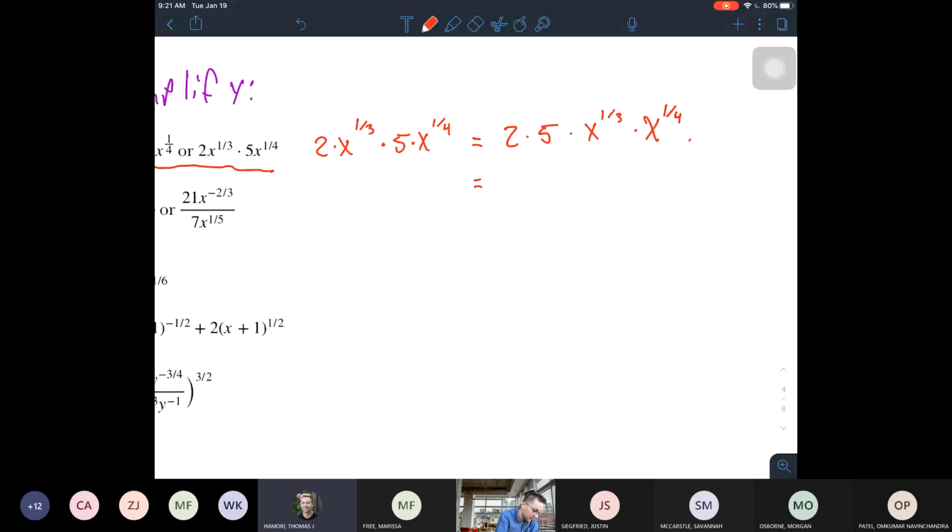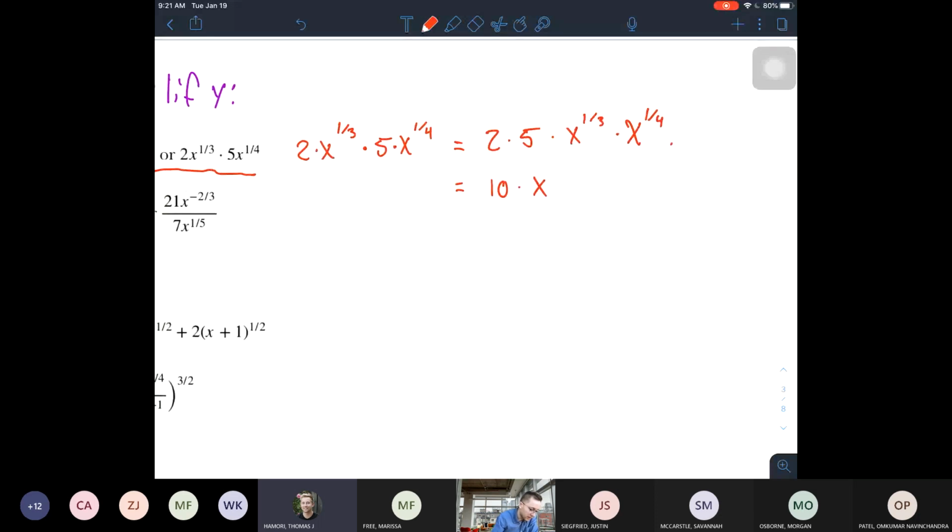Okay, and we'll get here, the first thing will be 10, and then let's just write x to the 1/3 times x to the 1/4 as a single power of x. What should I do with the powers 1/3 and 1/4 if I want to combine them into a single power here? Yeah, I think Abdul Rahman's got it. Should I take those powers and add them, or should I multiply them? Yeah, we should add them.